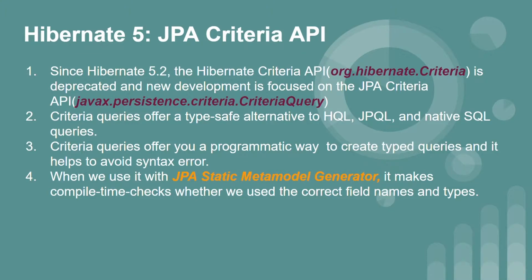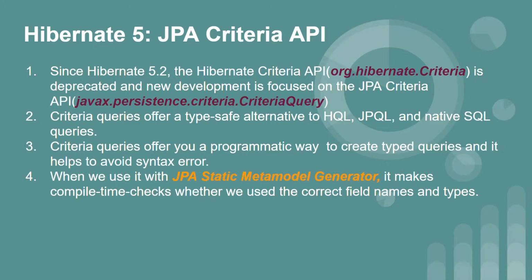So what does this JPA Criteria API offer you? It offers you a type-safe and programmatic way to create typed queries, and it also helps you to avoid syntax errors. So what are a type-safe and programmatic way of creating queries? Type-safe means when you get a result from the query, it already knows the type. Programmatic means you are not going to write any query in double quotes. It is fully object oriented.